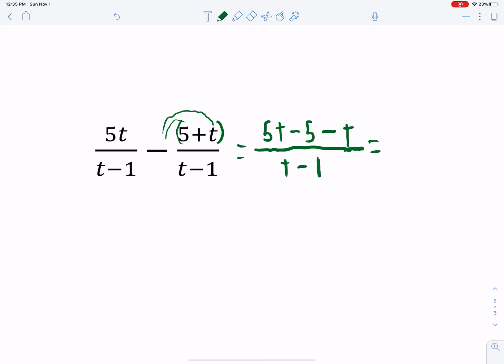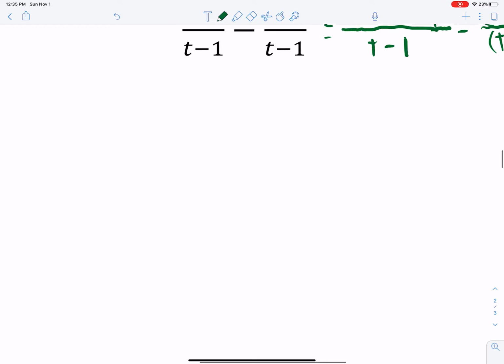Now we combine the like terms on the top. 5t minus t, we have 4t minus 5 over t minus 1. We can't factor the top part. We can't factor the bottom part. There's nothing to cancel out, so we're done with that one. Let's take a look at our next one.